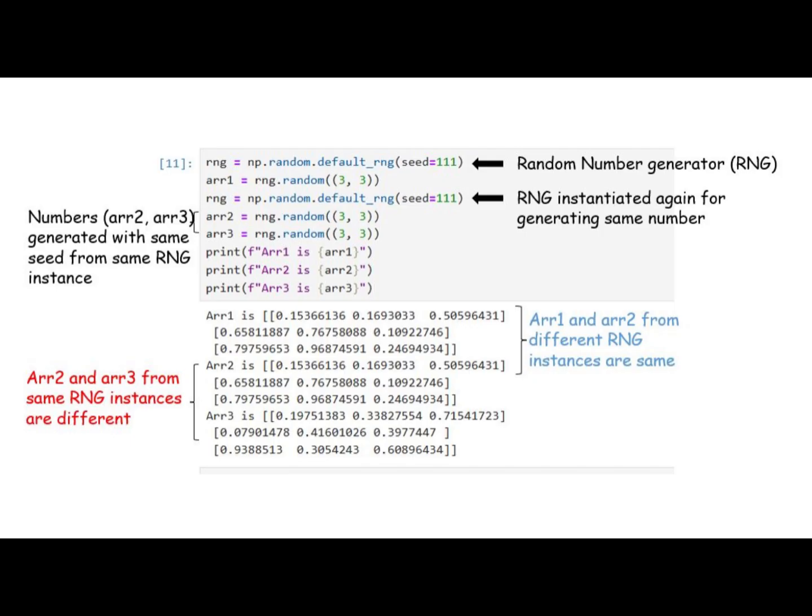But here's what you need to remember. Whenever you want to create a reproducible result, like if you want to create two arrays with same values, create the generator objects with the same seed separately for each array, because otherwise if you use the same generator object twice, the values will differ. So you have to create the generator twice with the same seed.